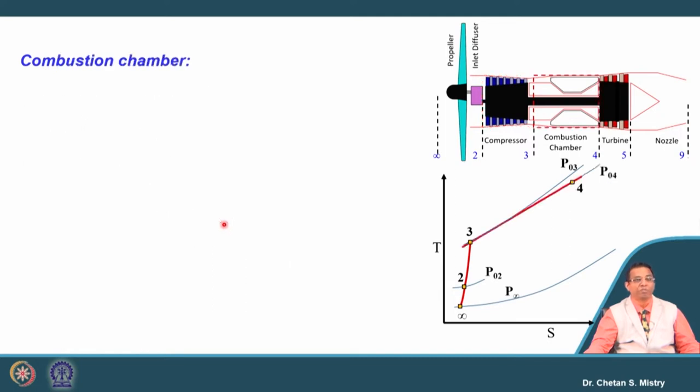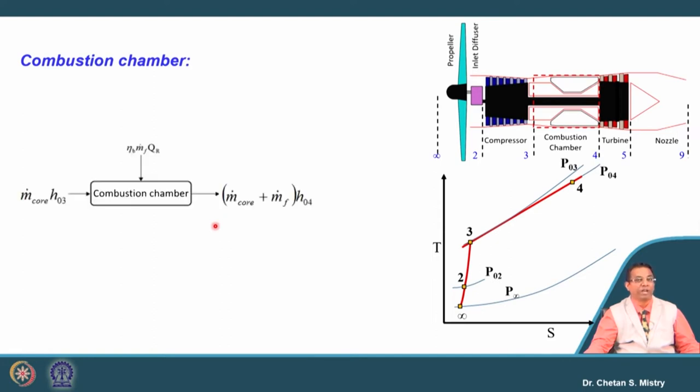Now, let us move towards the next component, our combustion chamber, and for this combustion chamber we can draw the control volume here. This represents the amount of heat we are inputting inside the combustion chamber, or the amount of heat coming out from the compressor. It is given by m dot core into H03. This is mf into CV, representing the amount of fuel we are adding. That fuel will convert the chemical energy into thermal energy, and we will have our exhaust as (m dot core plus mf) into H04.